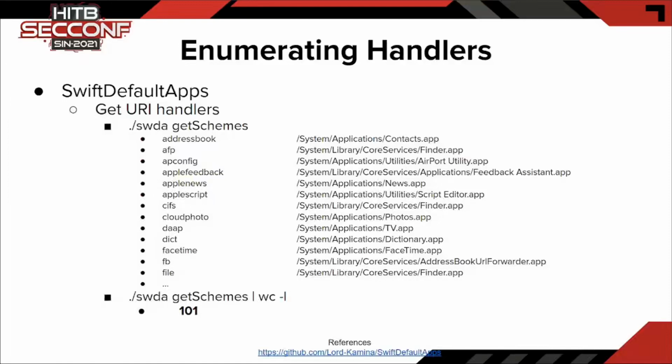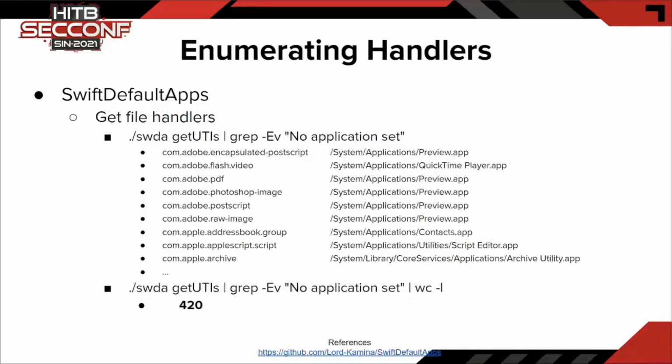As far as file handlers go, you can also get the UTIs, and you can map those to the different apps. So you can see, okay, as far as file formats go, what is the attack surface? We can get a pretty good picture of that. Quite a few of those, 420 different formats. Again, Mac is the multimedia world for sure.